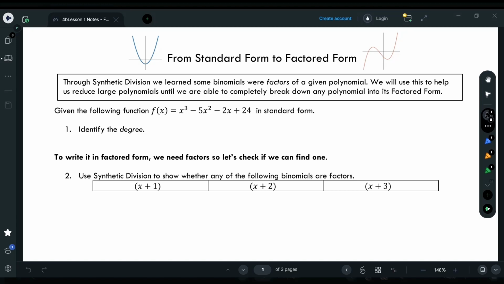So here we've got a set of notes that's called From Standard Form to Factored Form. And we've been looking at polynomials in standard form. And remember, that's where we write them term by term with the biggest exponent first. But there is another way that we can write polynomials, and that's factored form. And when we write it in factored form, we're going to break it into pieces that multiply together to give us the same thing as what we had in standard form.